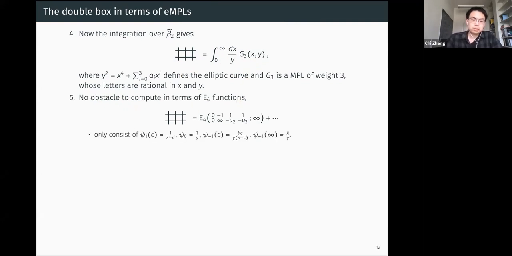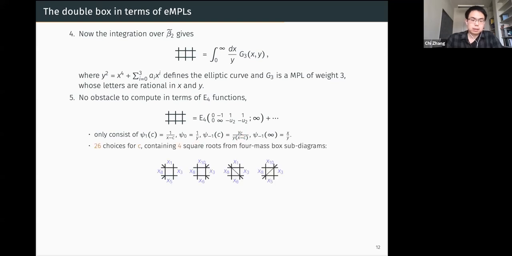So the resulting EFA function only has psi 1, psi 0, and psi -1 as its integration kernels. And this EFA function only depends on 26 arguments. Most of them are rational functions of cross ratios, but 8 of them contain 4 square roots. And all these square roots arise from the 4-mass box subdiagram of the double box.